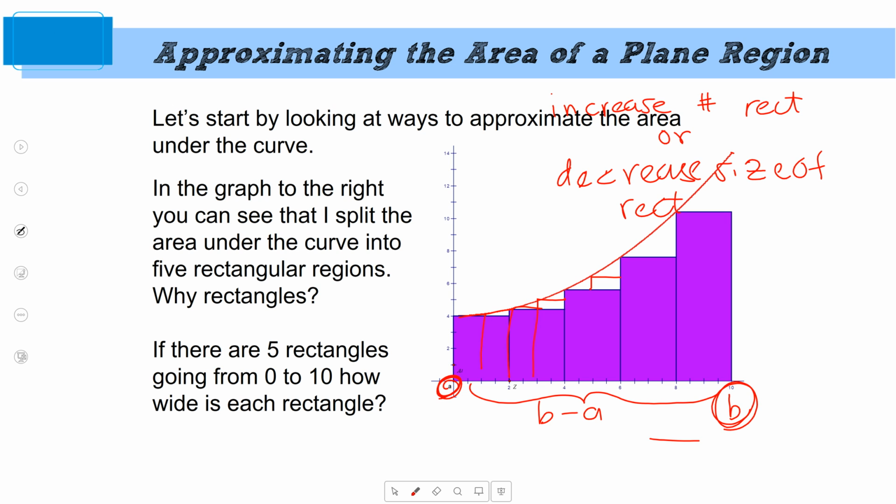Yeah, in this picture, I'm going from 0 to 10. There's 5 rectangles. 10 minus 0 is 10, divided by 5 because there's 5 rectangles, makes each one equal to a width of 2. Okay, that width, which is represented here as the width of one of the rectangles, we'll refer to as delta x, the change in x for each of them.